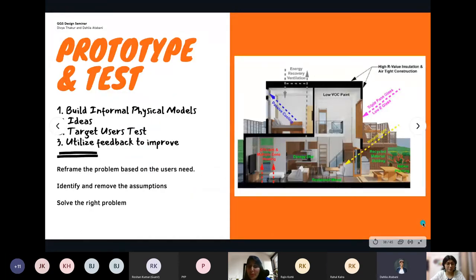So now let's talk about prototype and testing. As we all know, these are the last phases of our design cycle: creating the solution and evaluation. When we talk about the prototype, we have taken some examples. If you see the figure in front of you, here the student has created a sustainable house with the help of software, Google SketchUp. They created the prototype by coming up with different ideas and taking feedback from their surveys, and they arrived at their final solution.